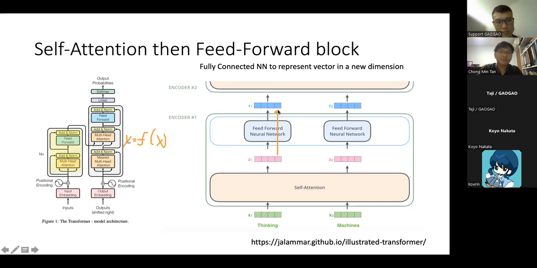In fact, just to add some excitement, in this multi-head attention you have query, key and value. The query, key and value, you actually pass through a linear layer, or rather a feed-forward neural network, first before you enter. So there's also another way that you can map your input space before you go into the multi-head attention. So the feed-forward neural network in this architecture is really to represent the vector in a new dimension as necessary for the problem.